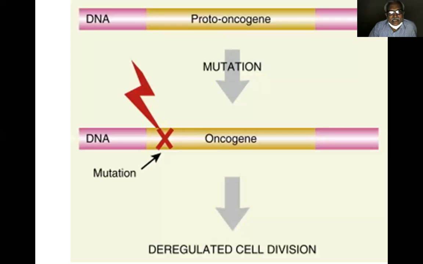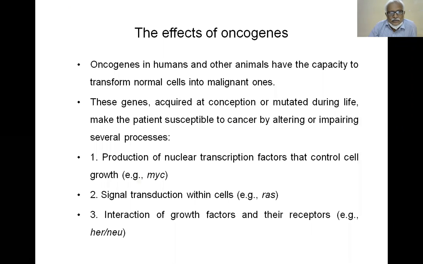So DNA will be there and the proto-oncogene will be there, and there will be a mutation taking place in that proto-oncogene, and with that there will be deregulation of cell division. So this is the starting point: the proto-oncogene is converted by mutation into an oncogene, and then deregulated cell division takes place.